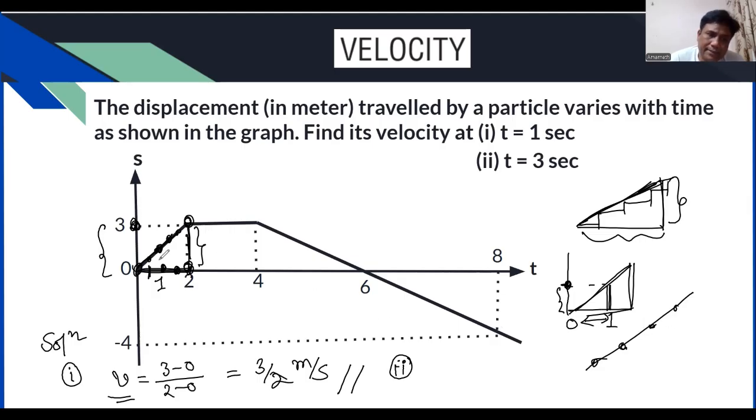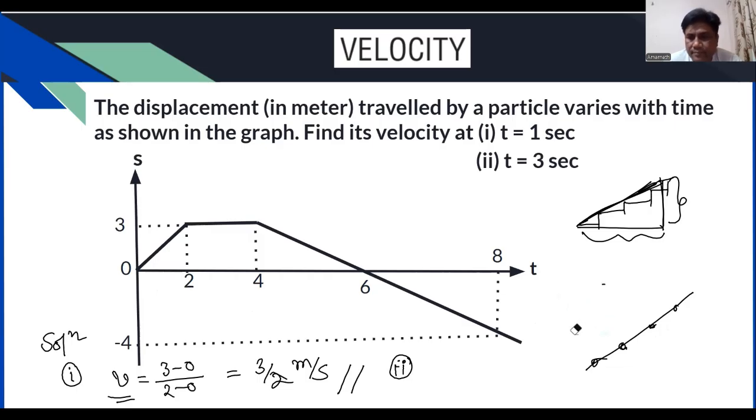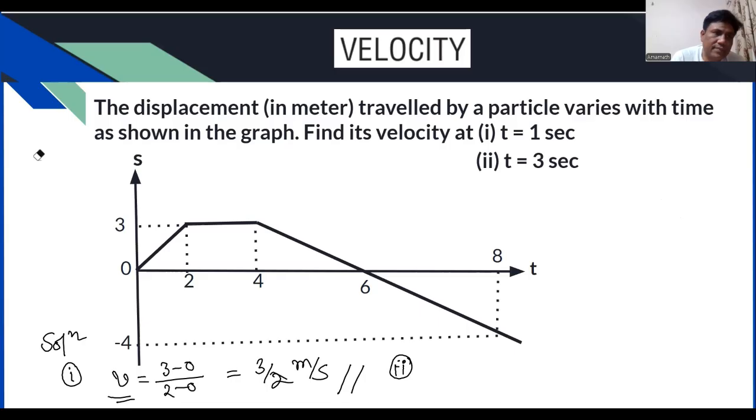Okay. If I calculate this slope, I need to know this point's coordinate. Anyway, please try the second part. What will be the velocity at t equal to 3 seconds? Try to find out the point at 3 seconds. Where is it? It is here, okay? Somewhere.